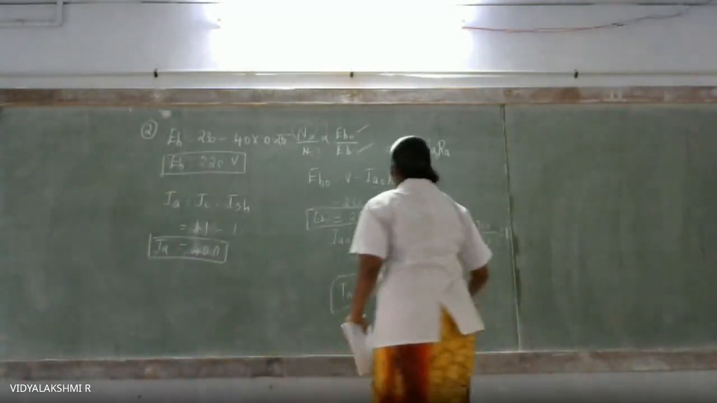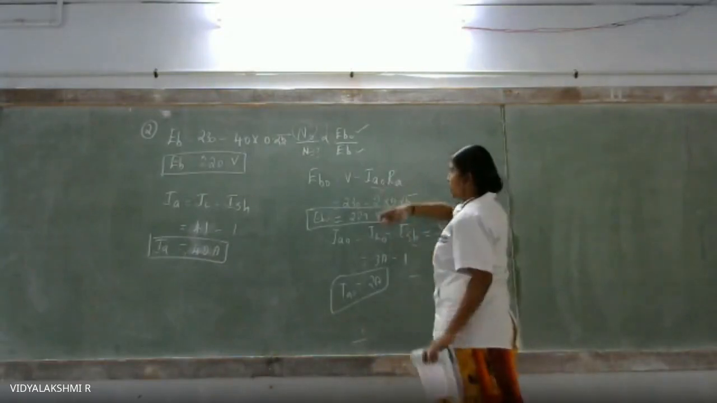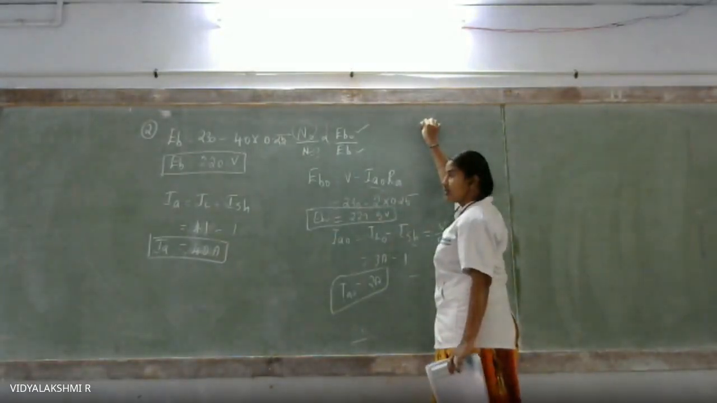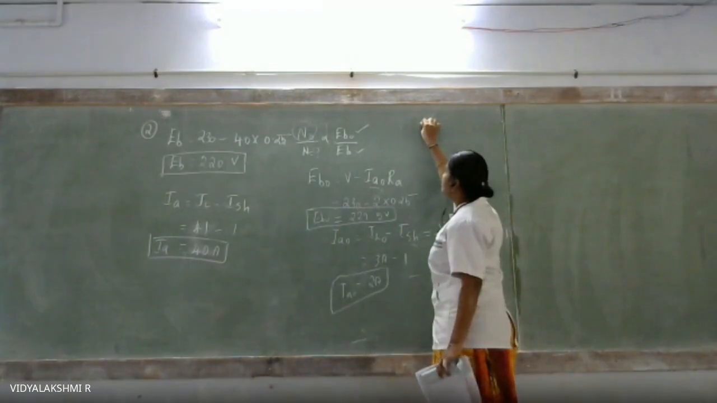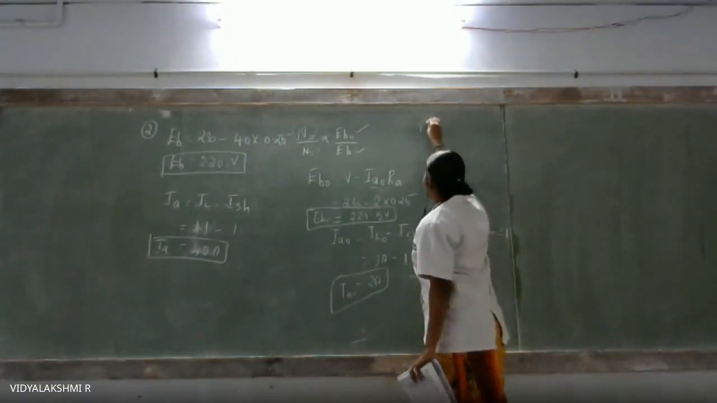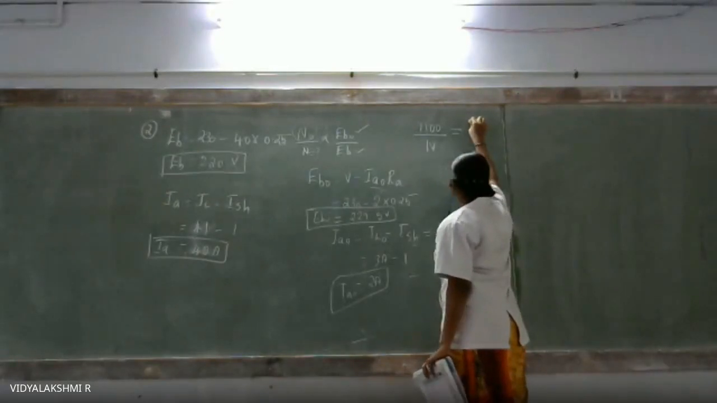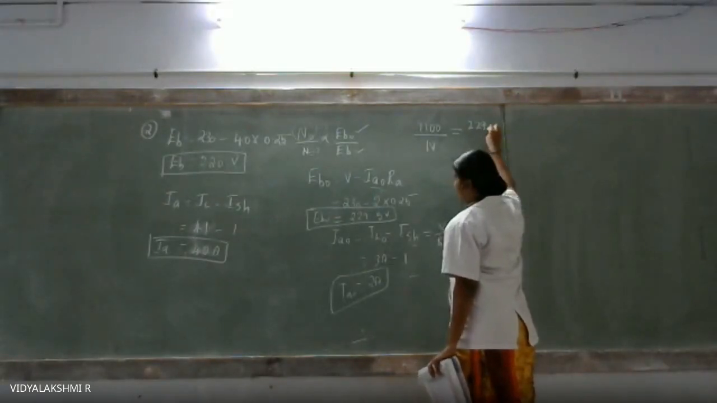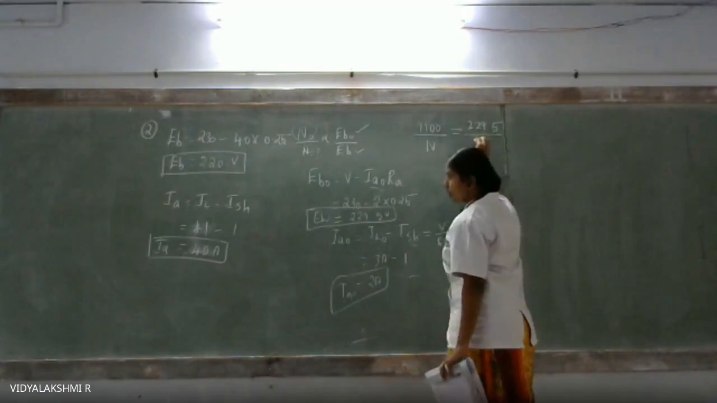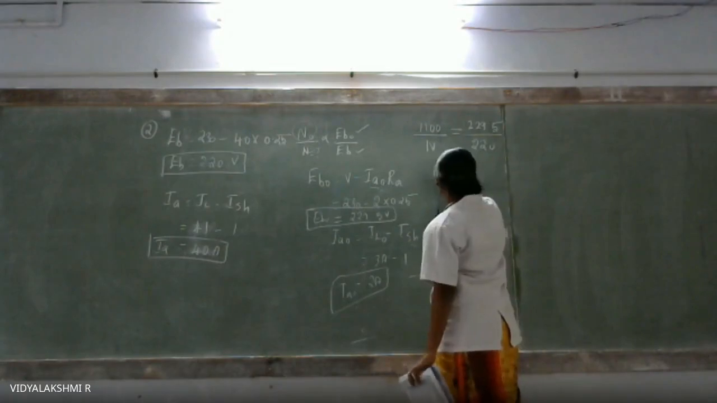Now I'm going to substitute the values here. What is N naught? They have given the no load speed, 1100 RPM. 1100 divided by N is equal to EB naught, which is 229.5, please refer to the board, and EB is equal to 220. If you solve this, you can get the full load speed value.